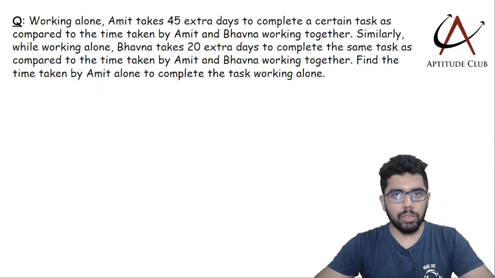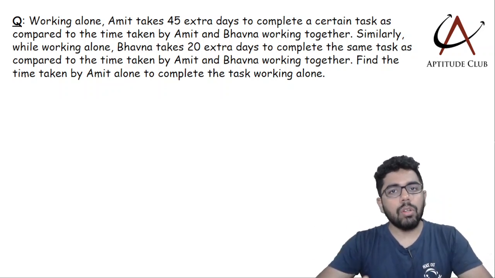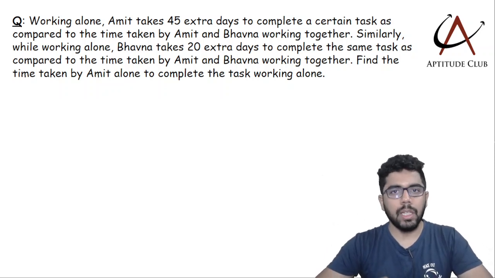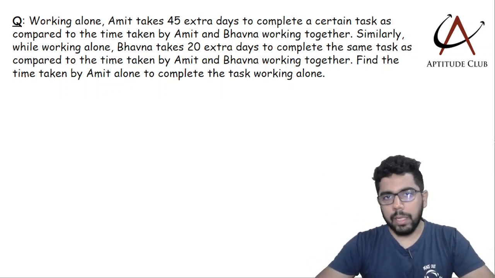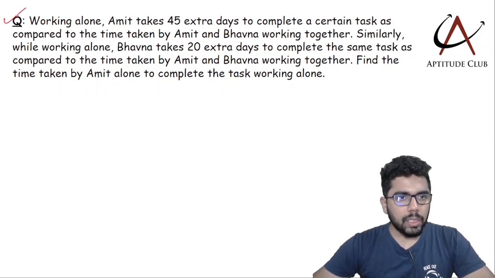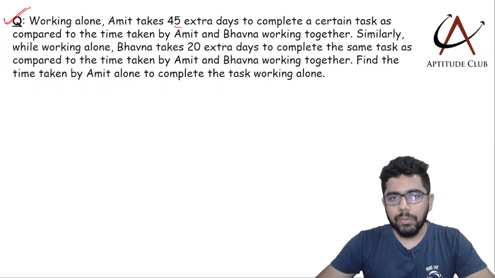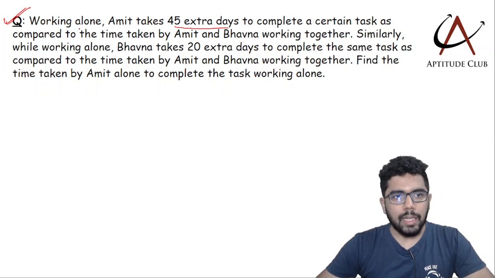Before getting into the solution part, I would request all of you watching this video to pause at this moment and try this question yourself first, and then get into the explanation. So what exactly is given here? Working alone, Amit takes 45 extra days to complete a certain task as compared to the time taken by Amit and Bhavna working together.